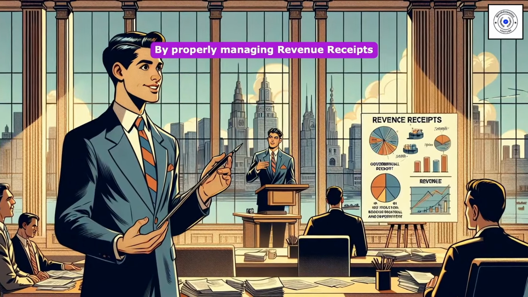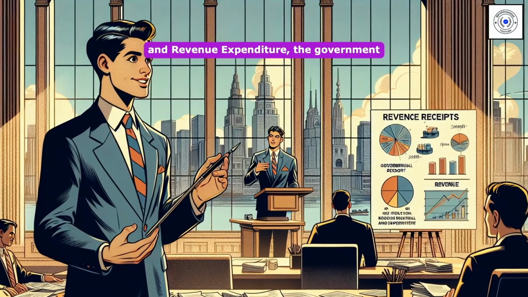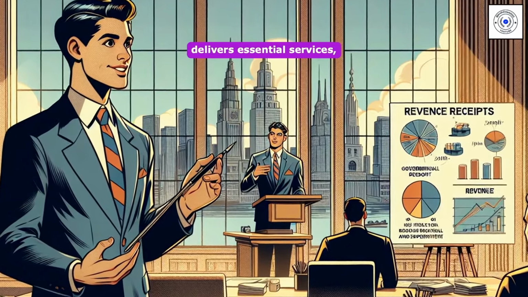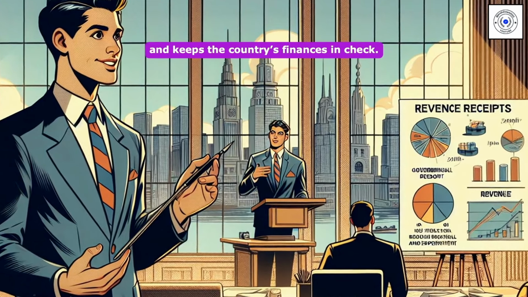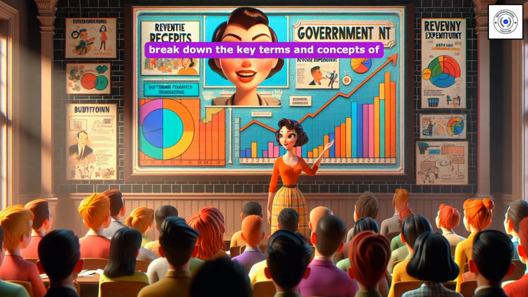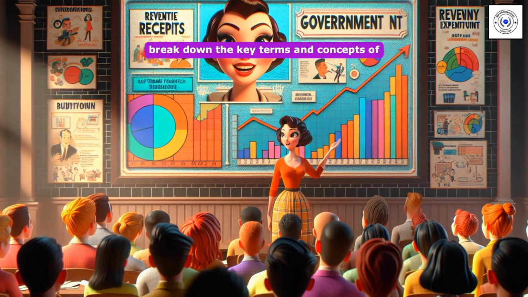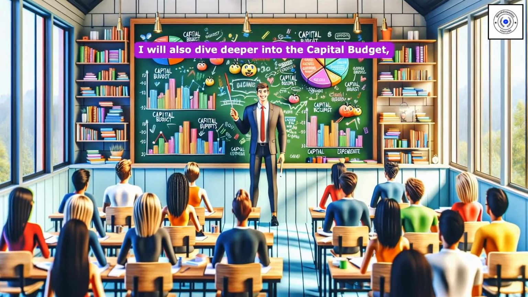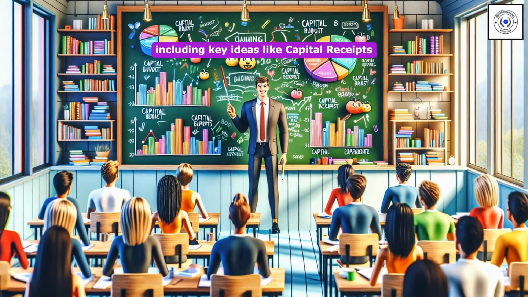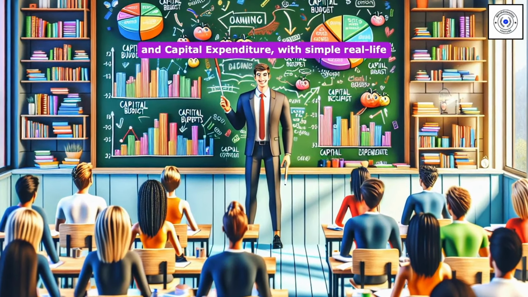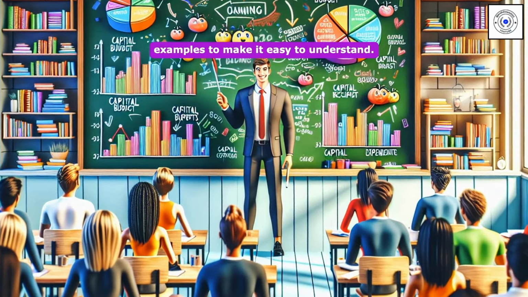By properly managing revenue receipts and revenue expenditure, the government ensures smooth day-to-day operations, delivers essential services, and keeps the country's finances in check. I will continue adding more videos to break down the key terms and concepts of the budget in an easy-to-understand way. I will also dive deeper into the capital budget, including key ideas like capital receipts and capital expenditure, with simple real-life examples to make it easy to understand.